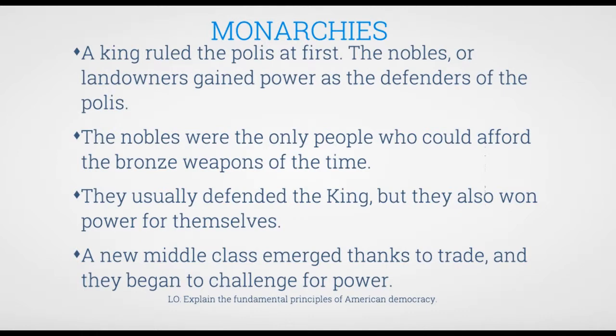Monarchies. A king ruled the polis at first. The nobles, or landowners, gained power as the defenders of the polis. The nobles were the only people who could afford the bronze weapons of the time, and they usually defended the king, but they also won power for themselves. A new middle class emerged thanks to trade, and they began to challenge for power.